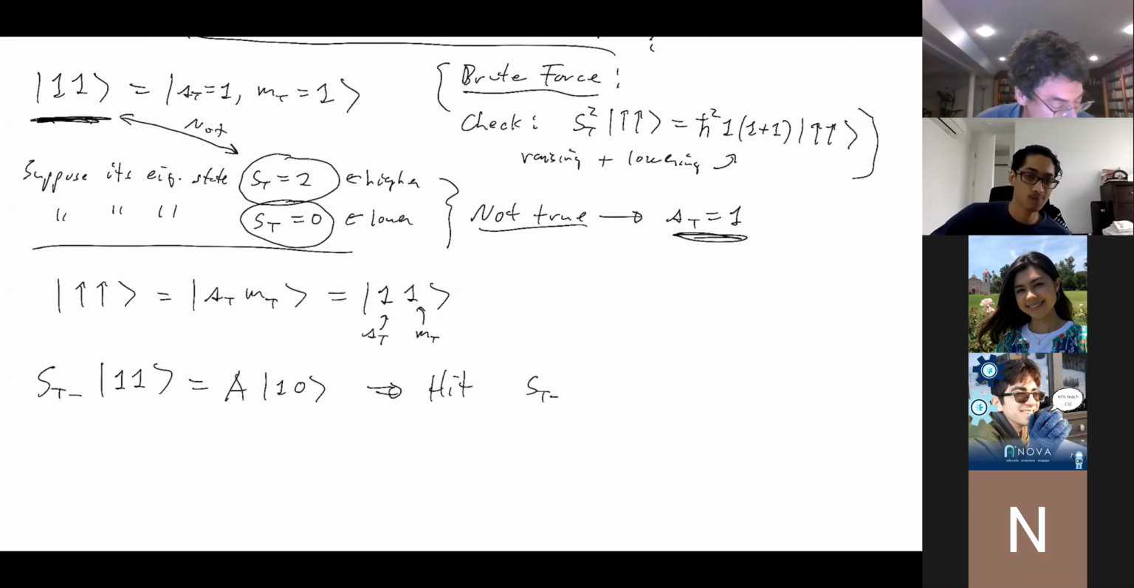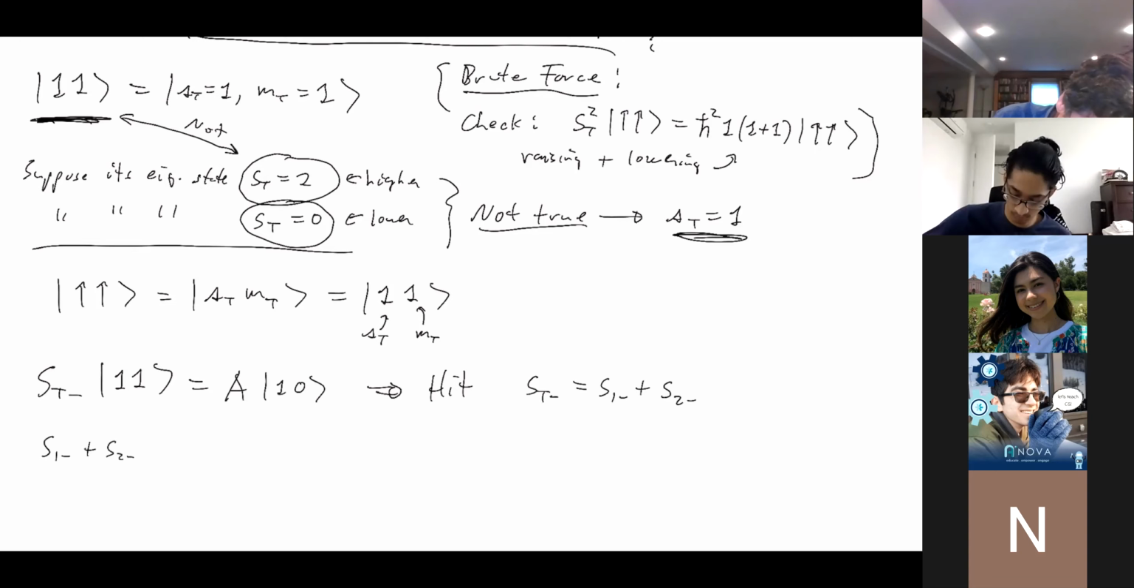And so what we see then is that S total minus is equal to S1 minus plus S2 minus, by the definition of the total lowering operator. And so then we have to hit the state up, up with S1 minus plus S2 minus, where that's the spin of particle number 1, and that's the spin of particle number 2. That's the lowering operator for particle number 1, and that's the lowering operator for particle number 2. So you have to hit this onto that.